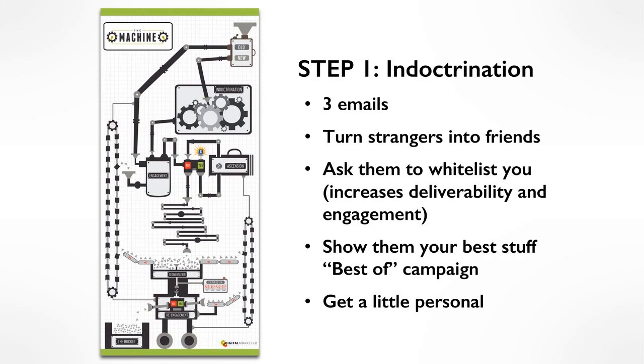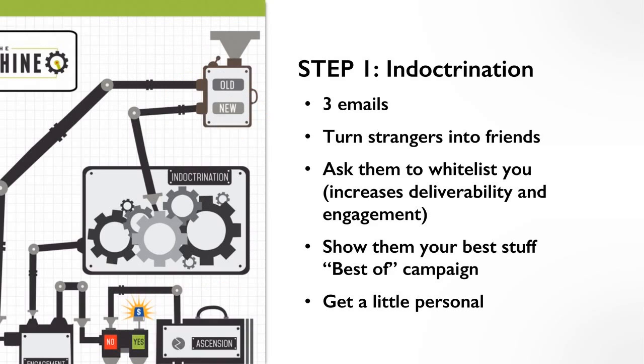Okay, so when we look at this first phase, it is known as indoctrination. The indoctrination phase is a 3-email phase, and I'll talk about what those 3 emails should be. But the idea of this phase is really to turn strangers into friends, right? Turn a stranger into a friend. I think about the indoctrination series as that first date, okay?